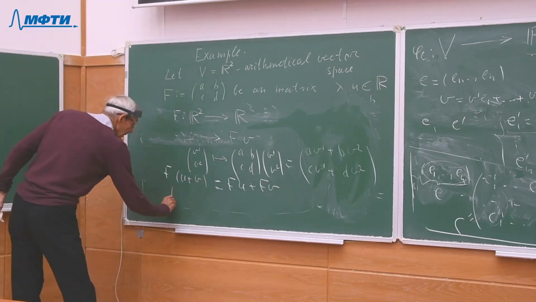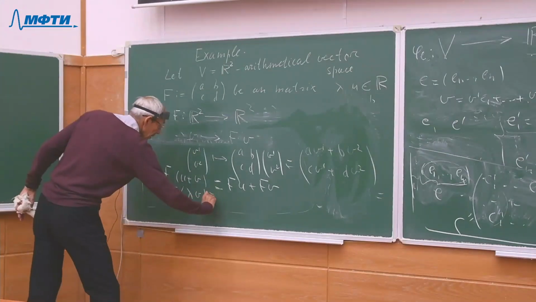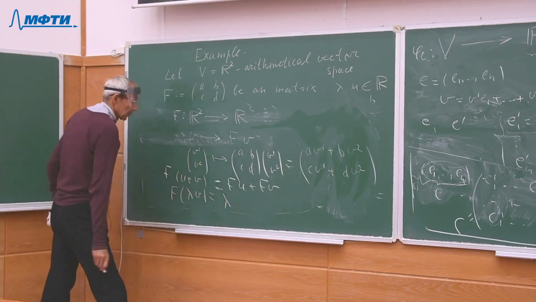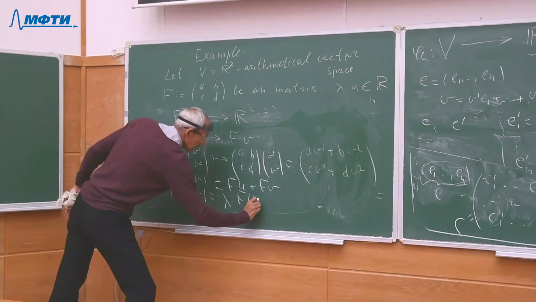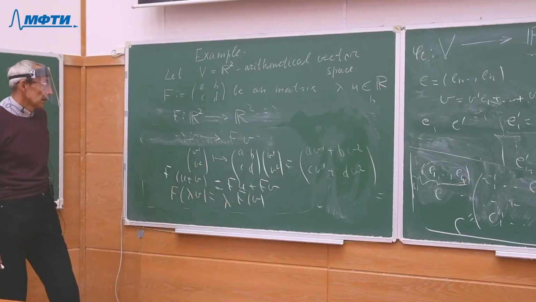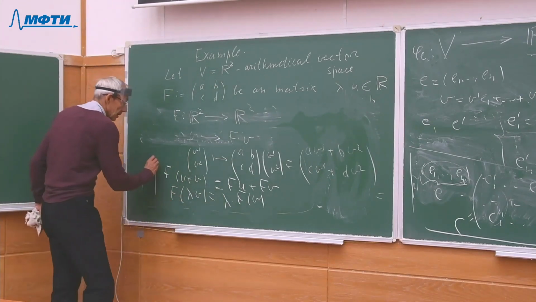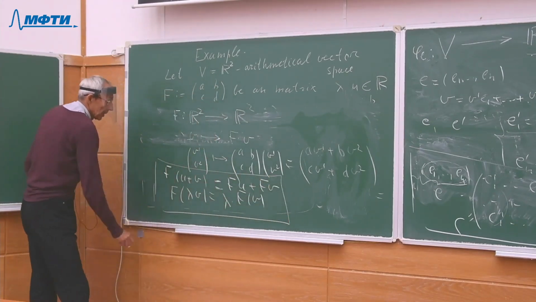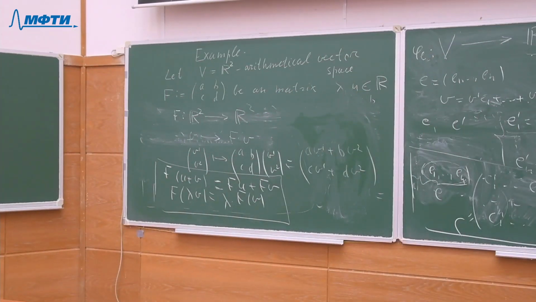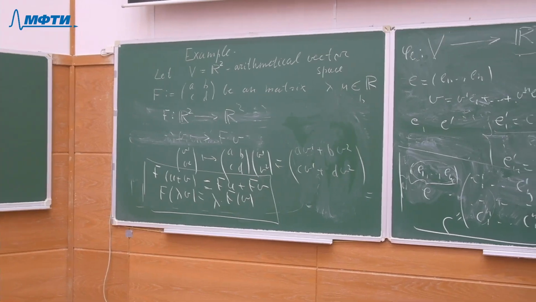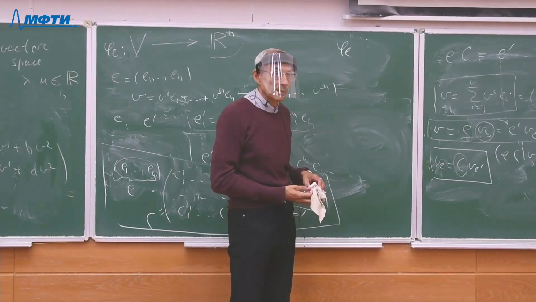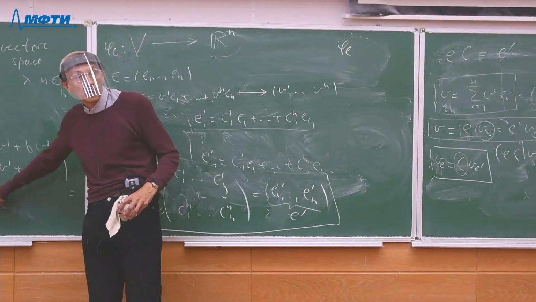And the second property: if I multiply the vector v by a scalar lambda, I obtain the product of the scalar lambda and the image of the vector v under the mapping F. I obtain the main property. I stress that the property is the same as the property of the mapping phi sub e, the coordinate mapping. The same property of linearity.